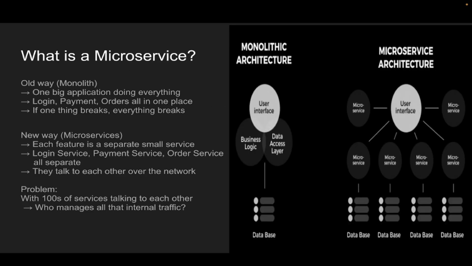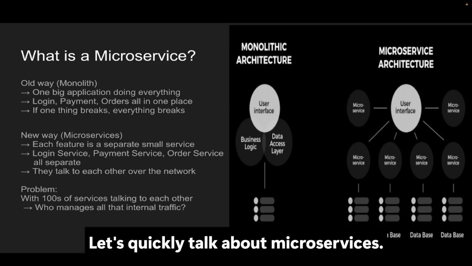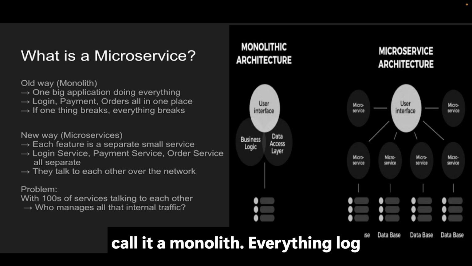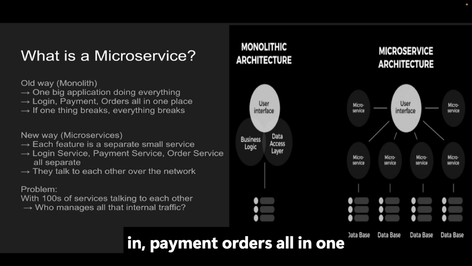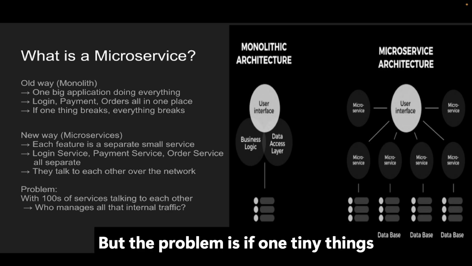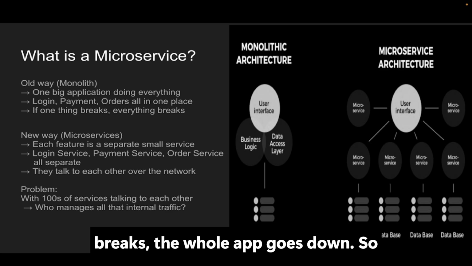To really understand why this matters, let's quickly talk about microservices. So back in the day, apps were built as one big block. We call it a monolith. Everything, login, payment, orders, all in one place. Sounds simple. But the problem is, if one thing breaks, the whole app goes down.